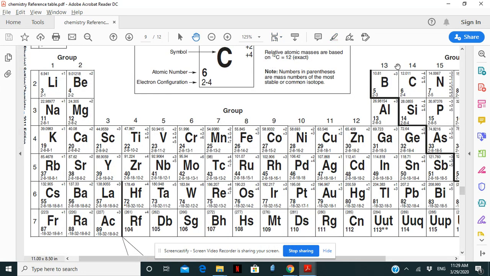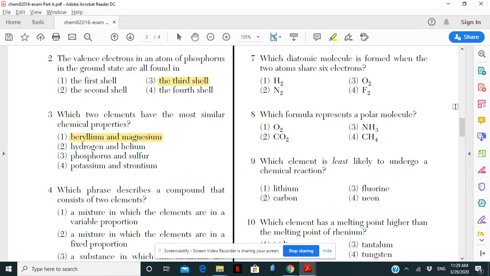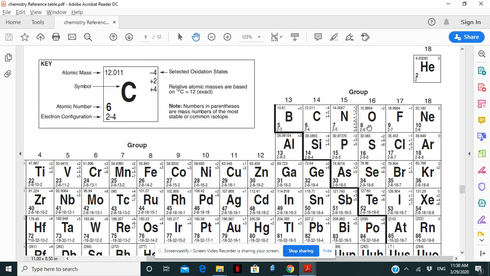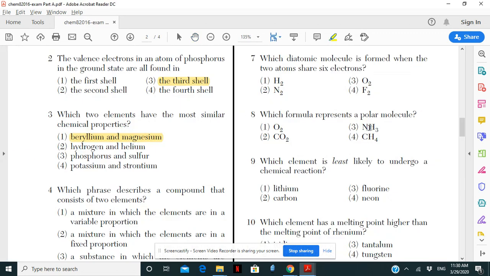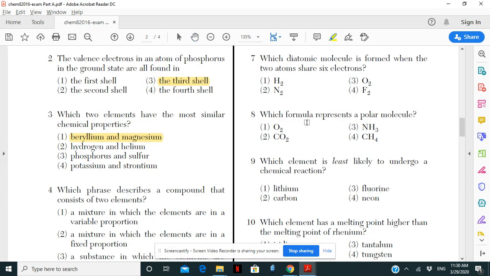Going over there, hydrogen has only 1. Oxygen has 6 on the right side, so it can share only 2. Nitrogen has 7, so 2, 5. The valence shell has 5, so it needs 3. So nitrogen, as a diatomic molecule, can share 3 each, which means sharing 6 electrons. So the answer must be 2.